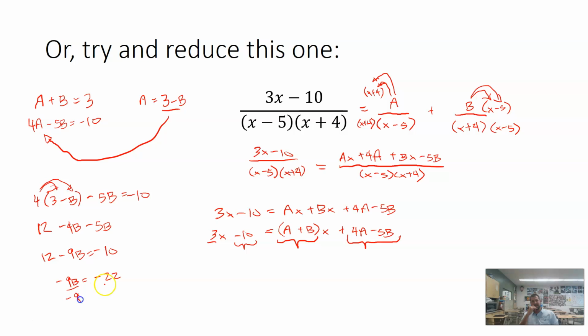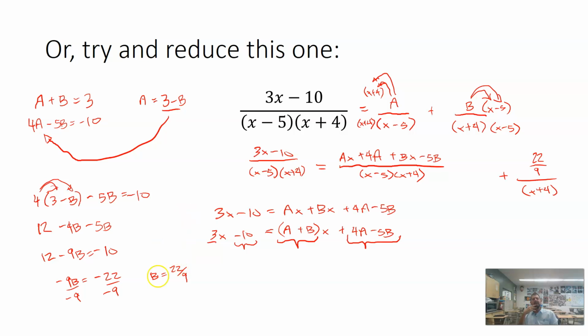Divide both sides by negative 9, and I get that b is equal to 22/9. Now I know that number doesn't look great, but there's nothing wrong with getting a fraction. That means the number on top for b is 22 over 9 over x plus 4, which looks bad, but we can still deal with it. We'll talk about that in the next lesson.